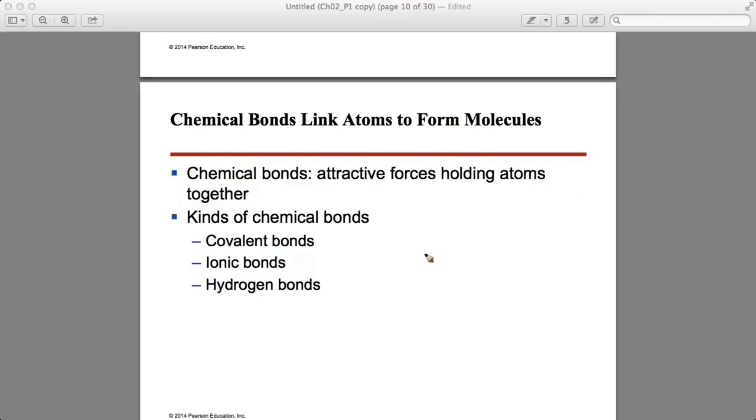When two atoms or chemicals come together, they can create chemical bonds. These bonds are attractive forces that hold the atoms together. There are various types of chemical bonds: covalent bonds, ionic bonds, and hydrogen bonds. These are all very important to understand biochemistry.